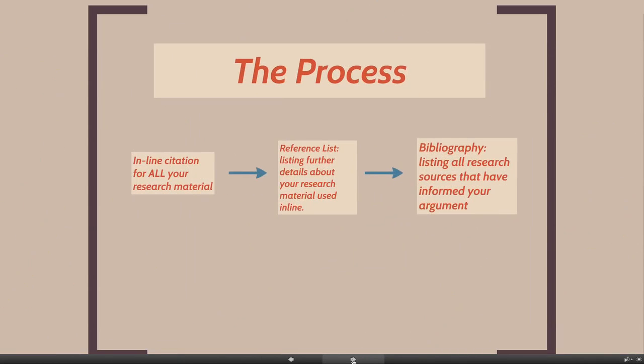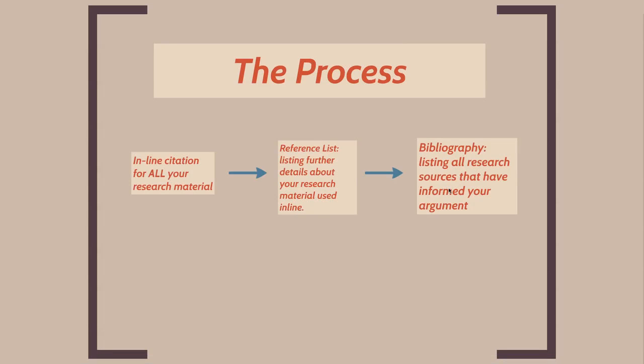Okay, so a three-way process. You have an inline citation for all your research material. That's what I've just discussed. Then a reference list, which gives you further details about your research material used in line, and then a bibliography that lists all the research sources that have informed your argument. So I'm going to stop here. If you'd like to take time out, consider the information you've been given. If necessary, have a look at the printable resource and the website at this point, have a look around, and we'll come back later and we're going to look at how we format the reference list and the bibliography.